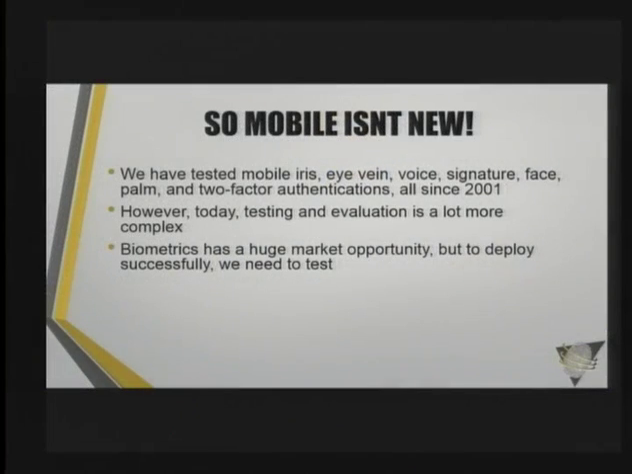And so we've tested on cell phones and mobile devices, iris, eye vein, the veins in the white of your eye, the sclera, voice recognition. Obviously, that seems to be fairly common, but we've only tested voice twice now in the last 14 years. Signature, face, palm recognition, where you would take a picture of your palm like this. We're looking at the features there. And then obviously we can layer that to two-factor authentication and the like, all since 2001.